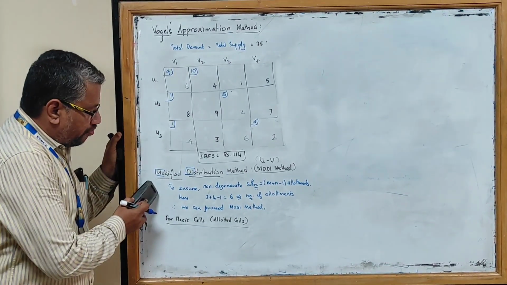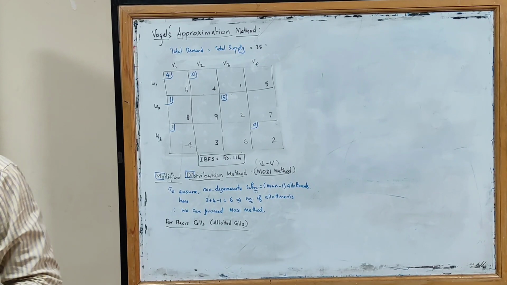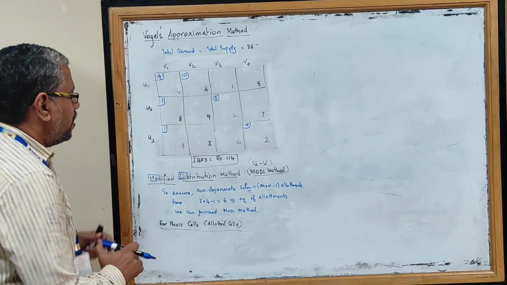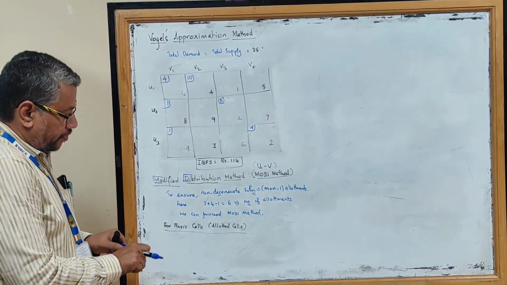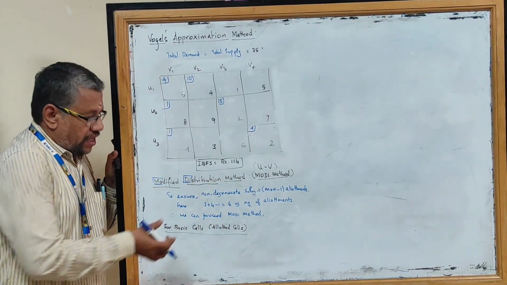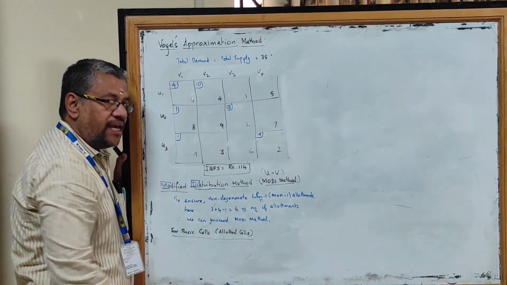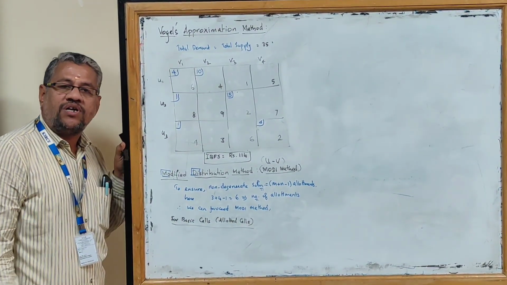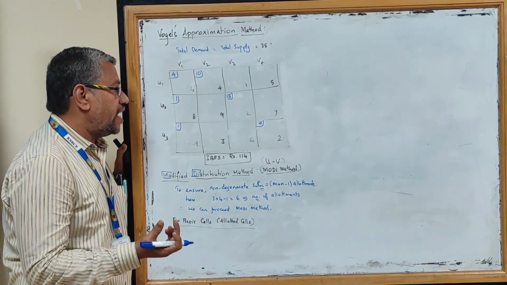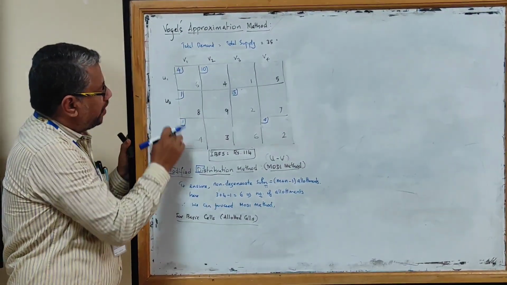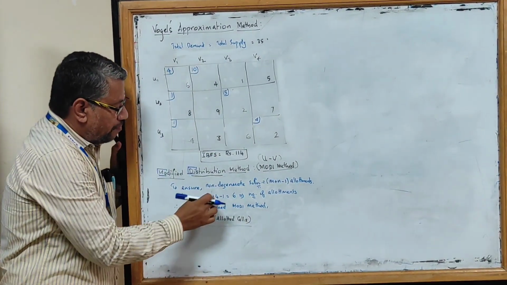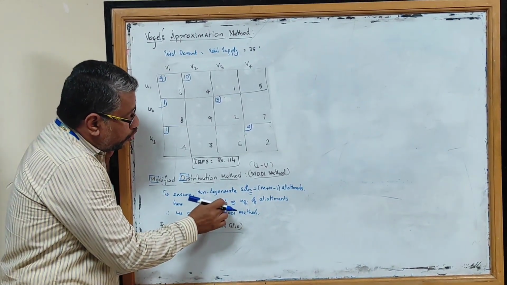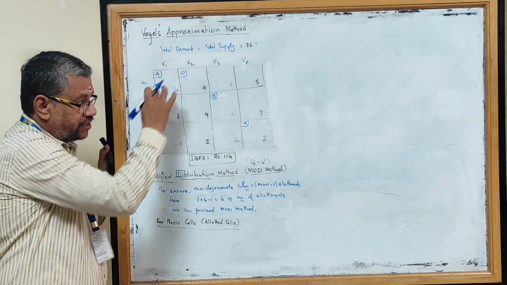So now the modified distribution method. Before going to solve the problem by using modified distribution method, I just wanted to ensure that the given problem is a non-degenerate solution. What is degenerate? Suppose the number of allotments that you get in the IBFS is less than m plus n minus 1. What is m plus n minus 1? m is the number of rows and n is the number of columns. So here m is 3 and n is 4. So 3 plus 4 minus 1 is 6. So you will have to have 6 allotments in the IBFS.